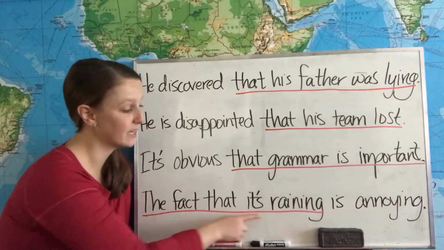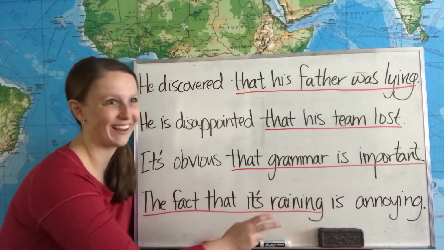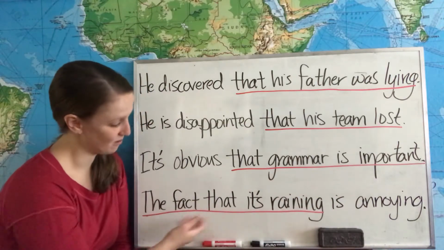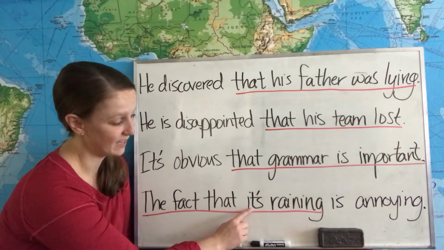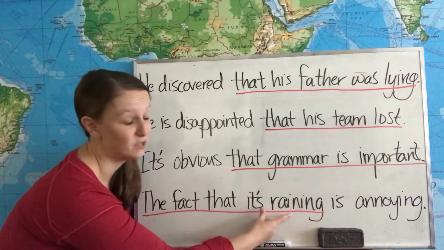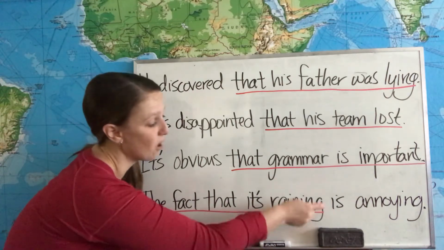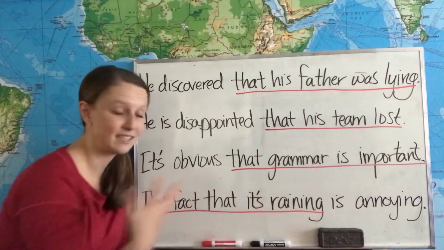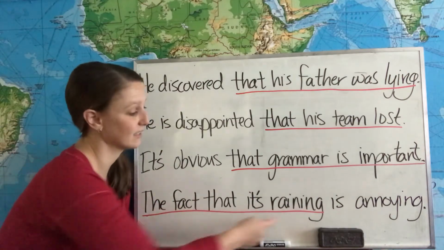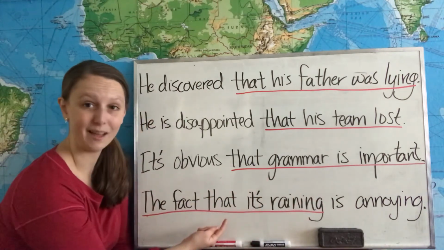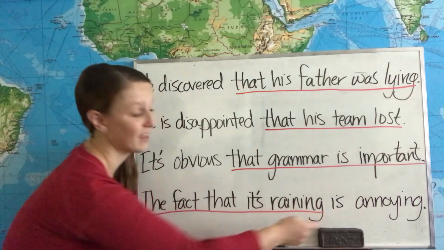The fact that it is raining is annoying. We have a noun clause that has a subject, it, and verb, is raining. And the whole clause is acting like the subject of this sentence. This whole clause is the subject for the verb is.